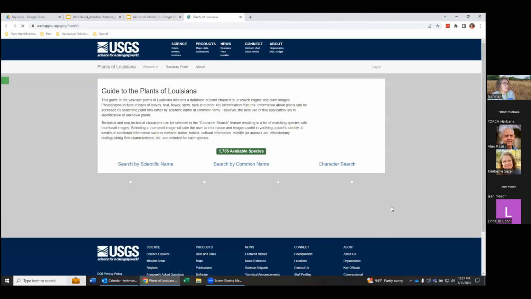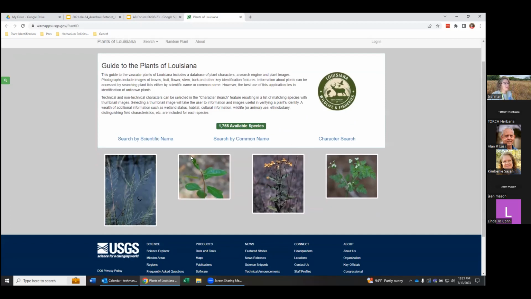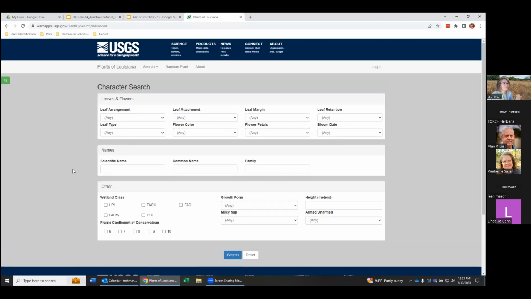There are a few others that are really great websites. So Guide to the Plants of Louisiana. Louisiana's just over the border. There is overlap in our species. They have some that we don't, and vice versa, of course. But this also allows you to do a character search. So the arrangement of the leaves, how they're attached, what the margins of the leaves look like. So all sorts of characters that you can choose to narrow down your options.